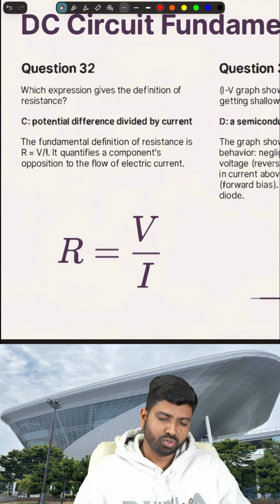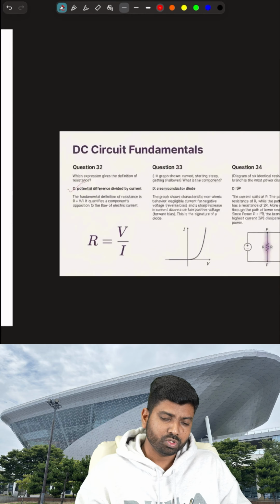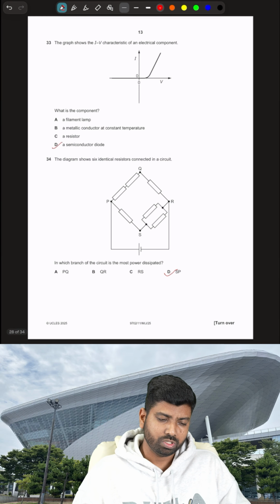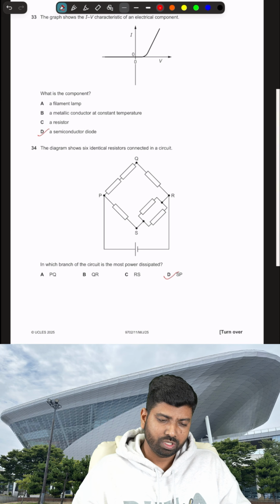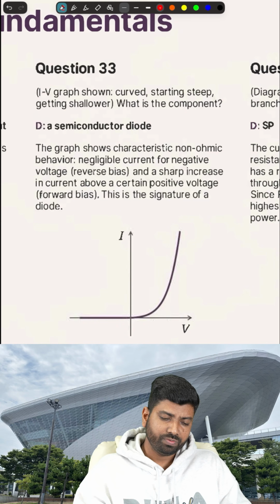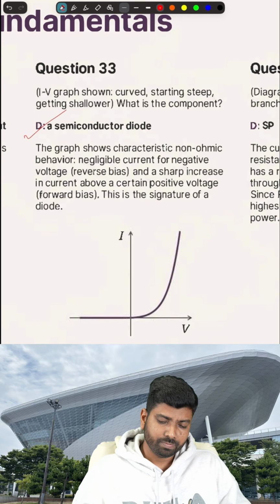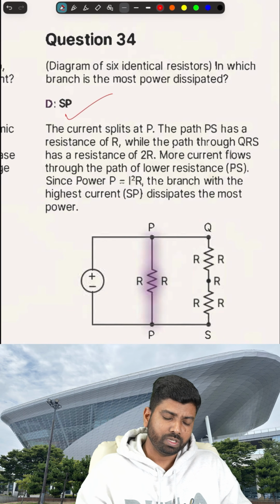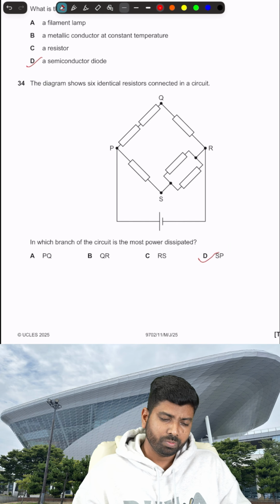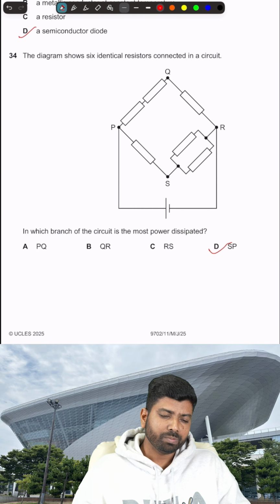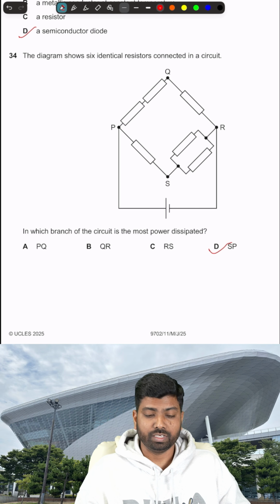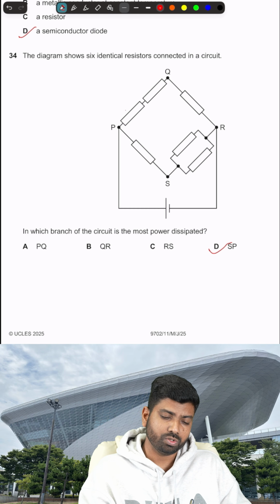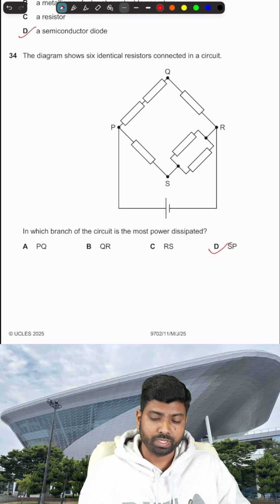Question number 32, option C is the right answer. Let me show you the question once. So this is your question paper, you can see, right? Question number 33, option D is the answer. 34, let me show you 34. Question number 34, you can see here. The diagram shows 6 identical resistors connected in the circuit. So you can count 1, 2, 3, 4, 5, 6. Okay, so 6 identical resistors. In which branch of the circuit is the most power dissipated, right?